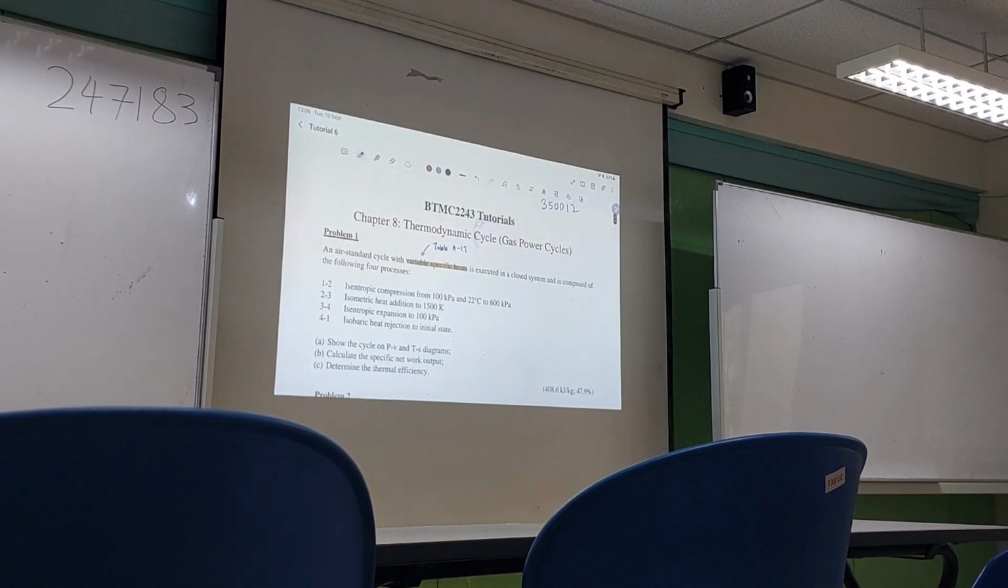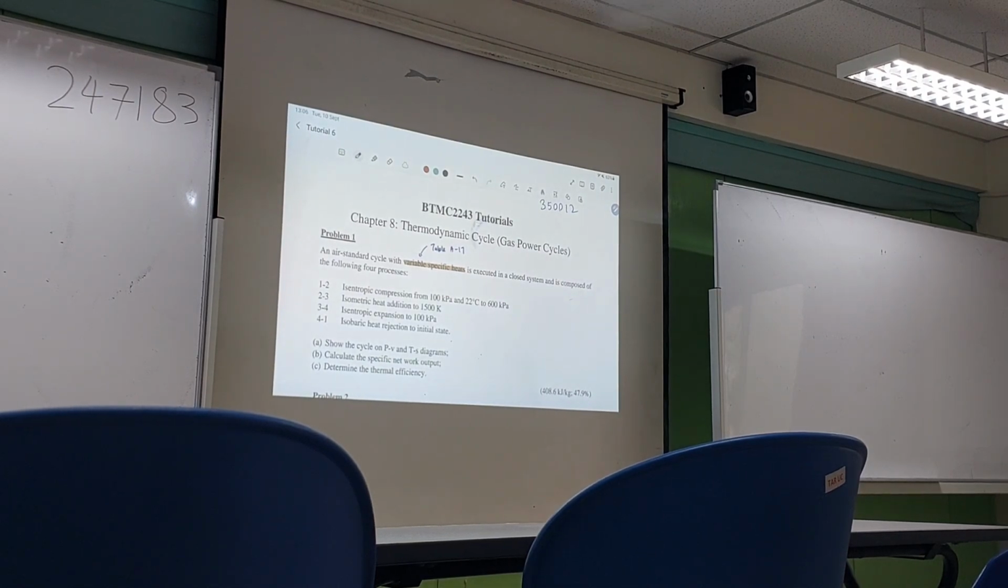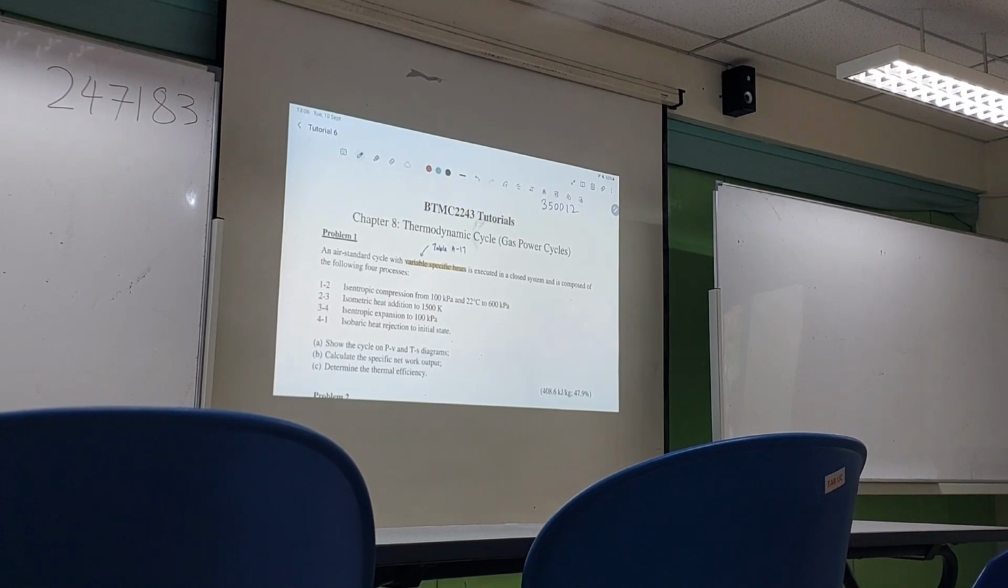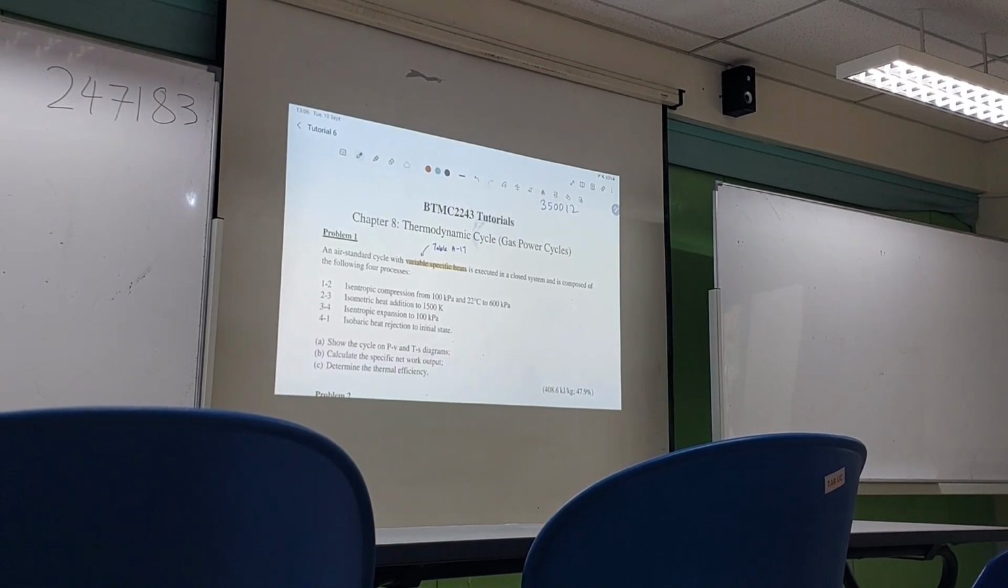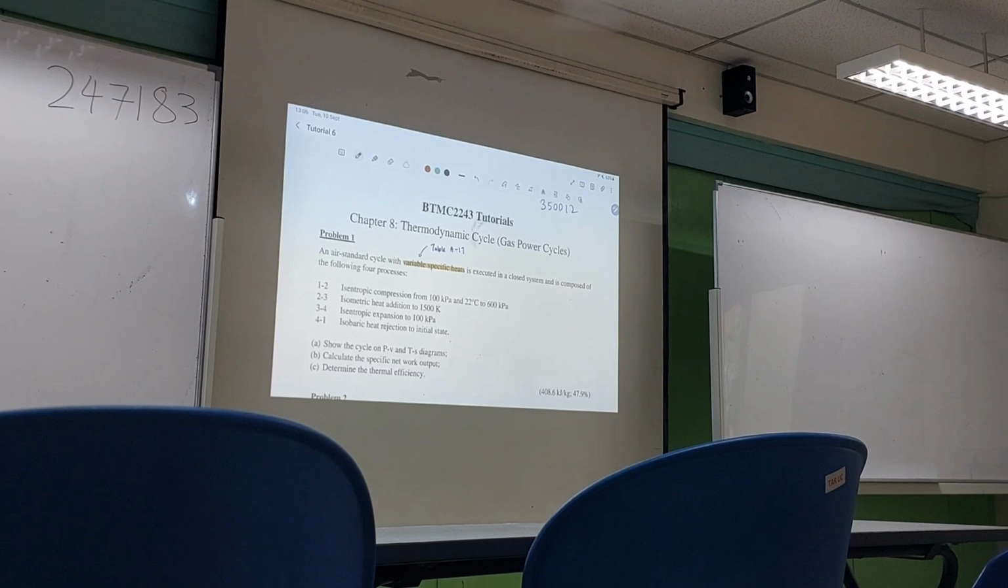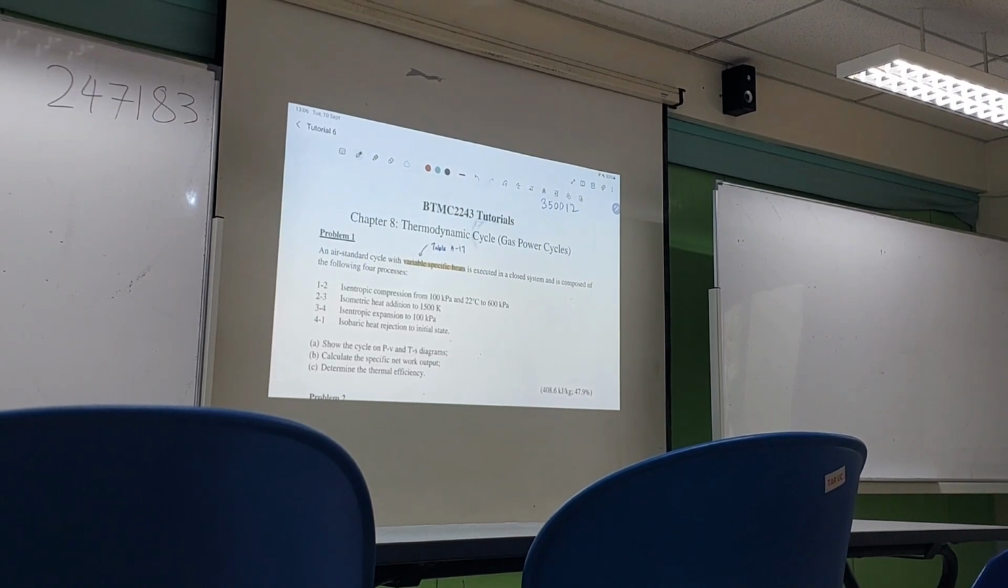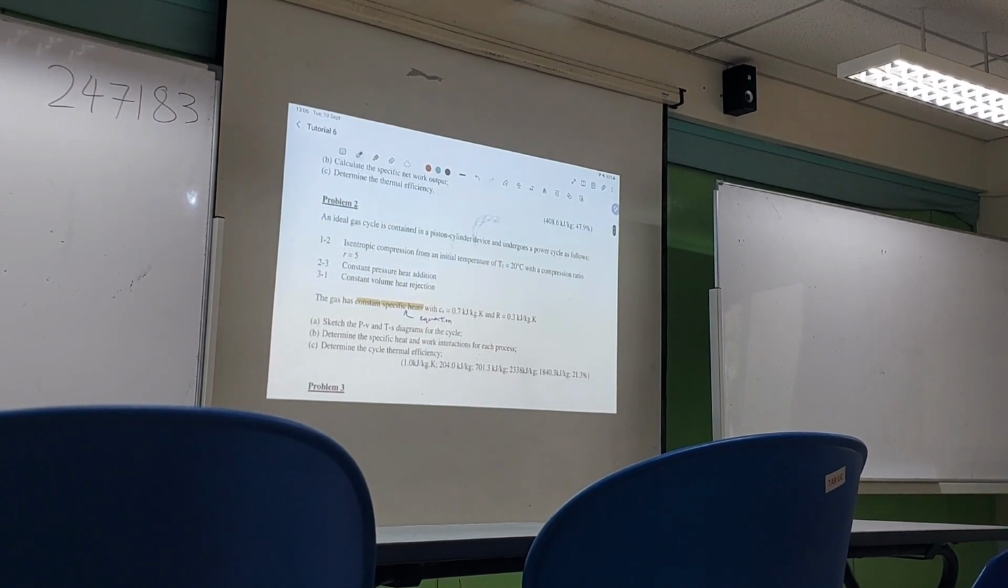Okay, so now 1 will actually kind of look like how the Otto cycle and diesel cycle look like. I mean, kind of, not exactly. So you can try it on your own, then maybe you compare the answer and upload. I will jump straight to problem 2, then we analyze problem 2.